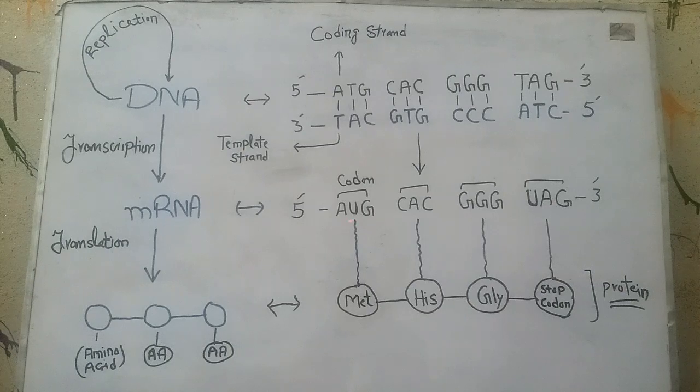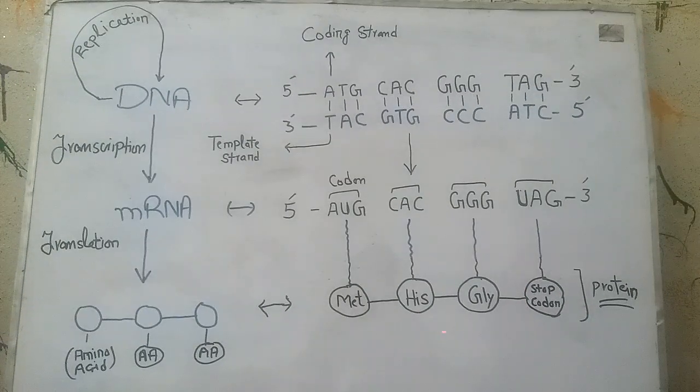So AUG codes for the amino acid methionine. Also it can act as a start codon, and it can start the process of translation. So this codon has a dual function. This codon CAC codes for histidine, and this codon GGG codes for glycine. The last codon we show, UAG, acts as a stop codon, and it terminates the process of translation.